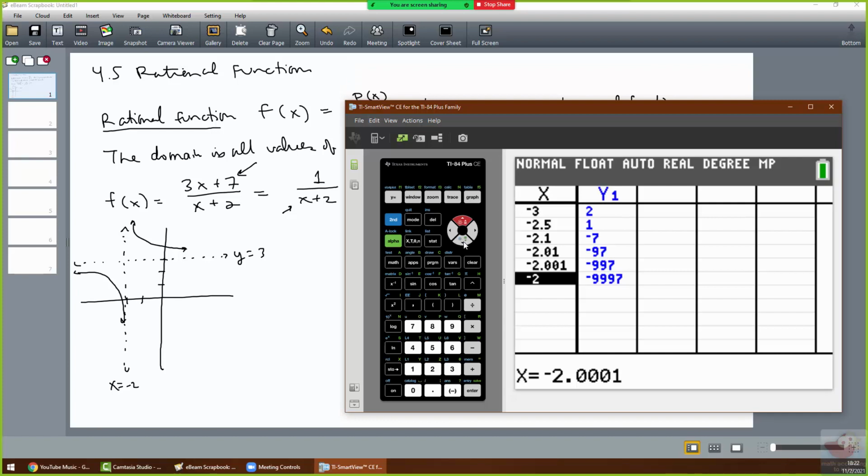And likewise, if I approach -2 from the right-hand side, so -1.5, -1.9, -1.99, what's happening to these y values here?